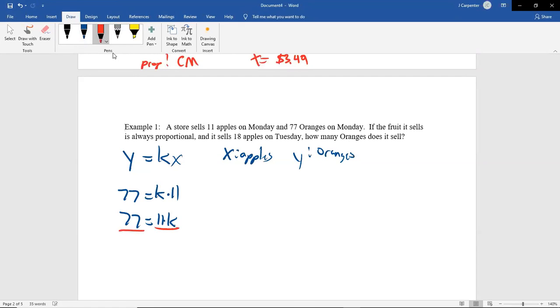So then what we're going to do is divide both sides by 11, because that's 11 times something. To undo it, we divide. So let me just go over here. 77 divided by 11 is 7. So 7 is equal to k. This is our constant of proportionality. That was the name of this thing. That's the constant of proportionality.